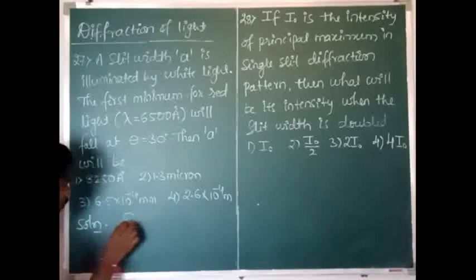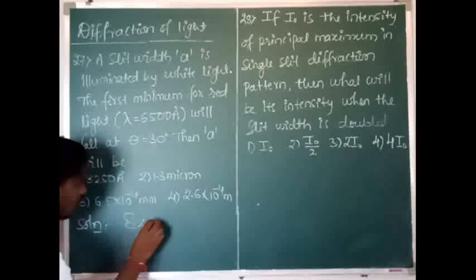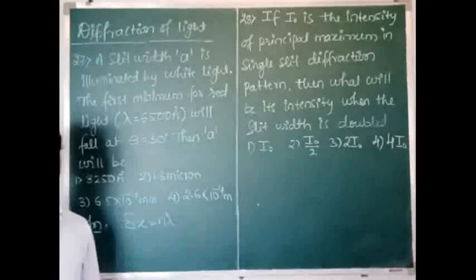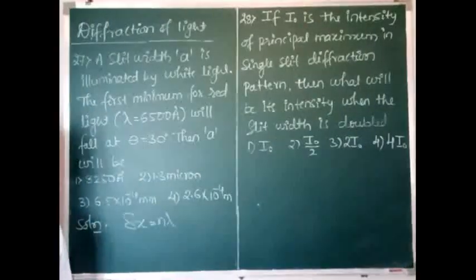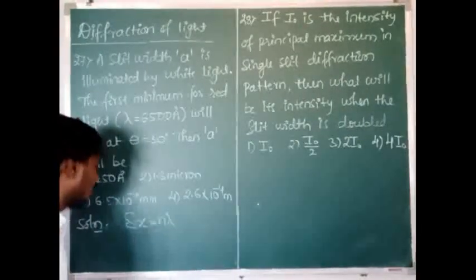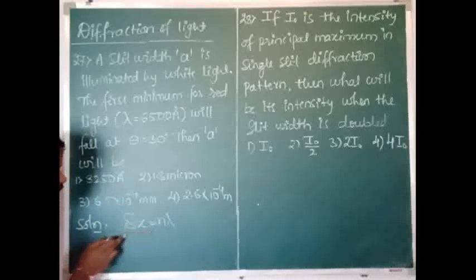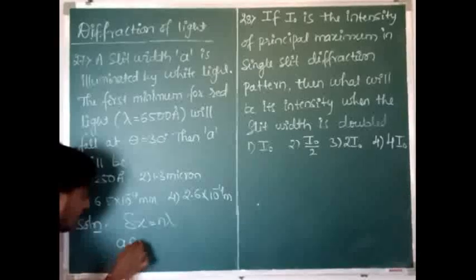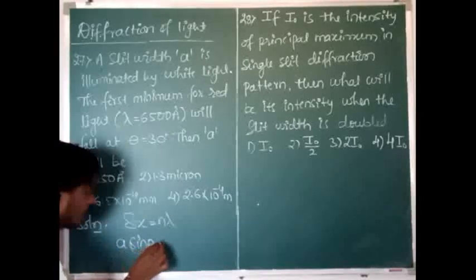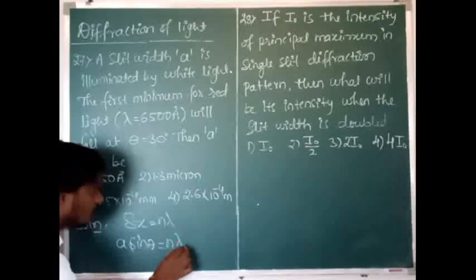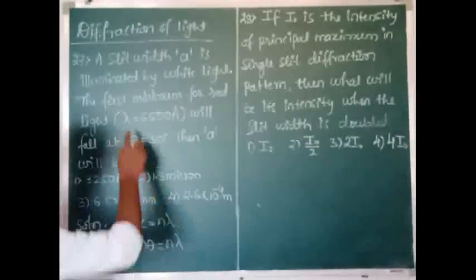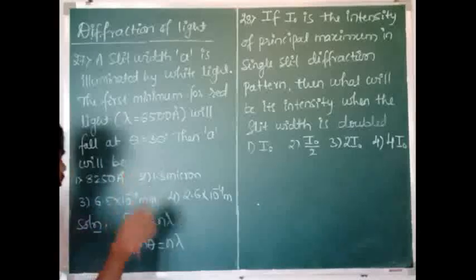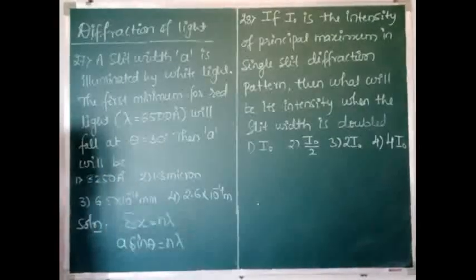What is the expression for path difference? That is del x equal to n into lambda. This is for the minima. Minima are nothing but dark fringes, maxima are nothing but bright fringes. Here the expression for the path difference is a sin theta, so a sin theta is equal to n lambda. The angular position of the first minimum is given, so we have to take n as 1 because it is the first minimum.